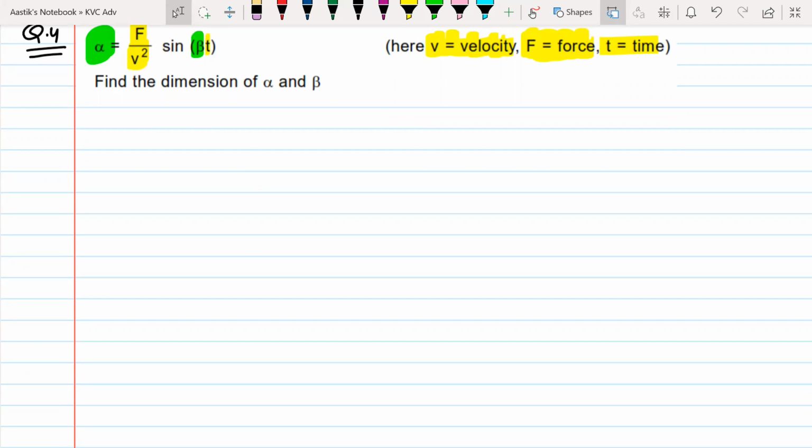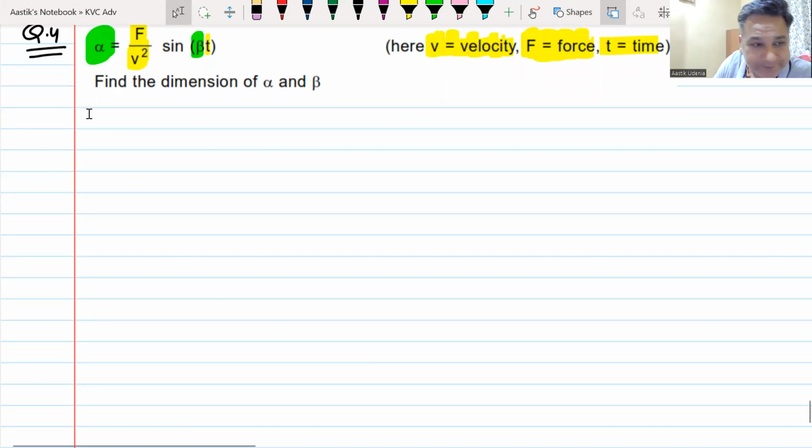Beta has no dimension. Okay, what about alpha? Alpha is angular velocity. Beta is angular velocity. Okay, how are we supposed to do this? That's the question.